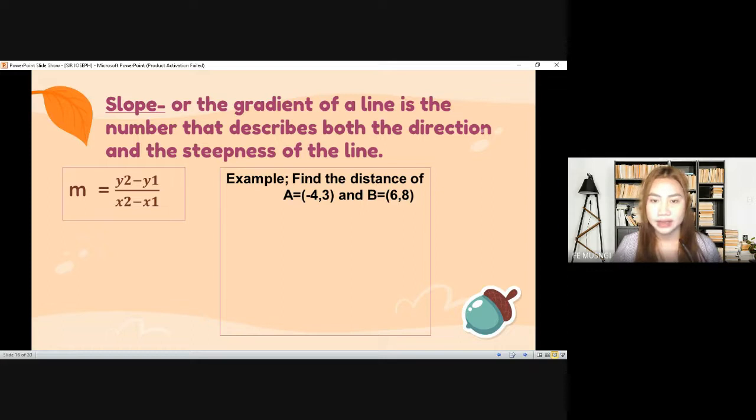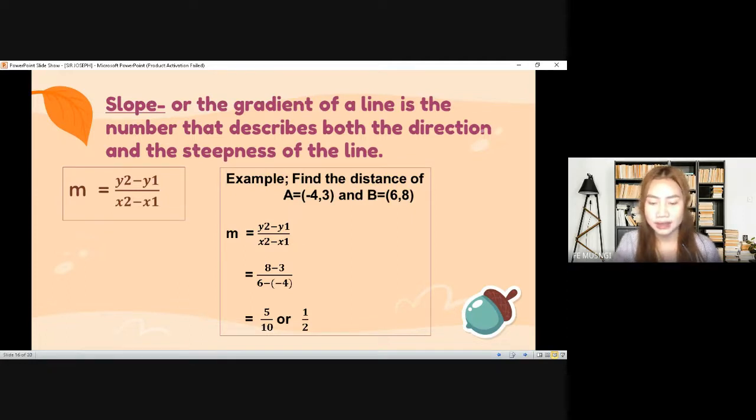So, with the given example, find the slope of A is equal to negative 4 and 3 and B is equal to 6 and 8. So, M, isa-substitute natin siya. So, magiging, yung formula niya, magiging 8 minus 3 over 6 minus negative 4. So, magiging siyang 5 over 10 or 1 half.